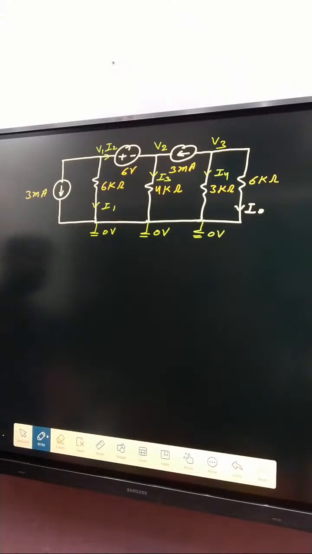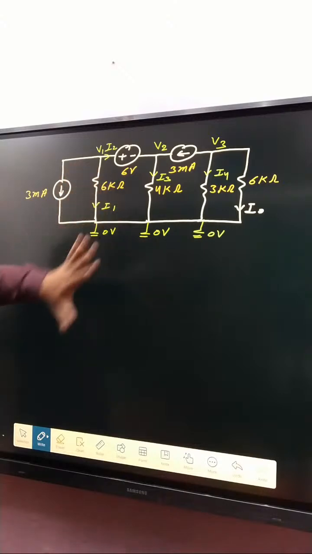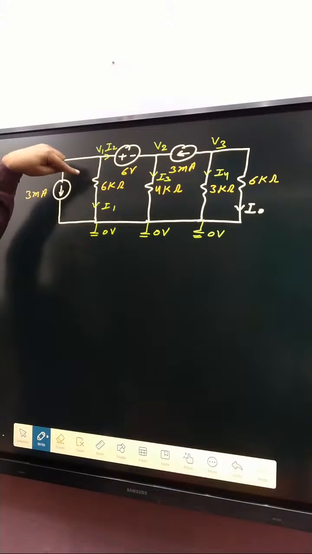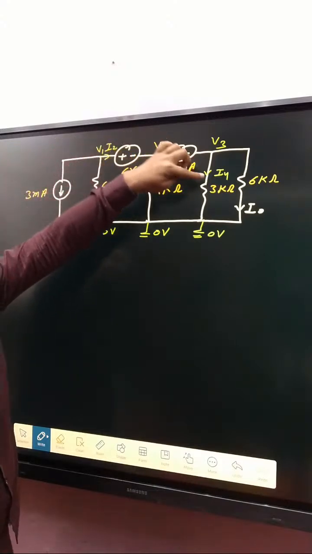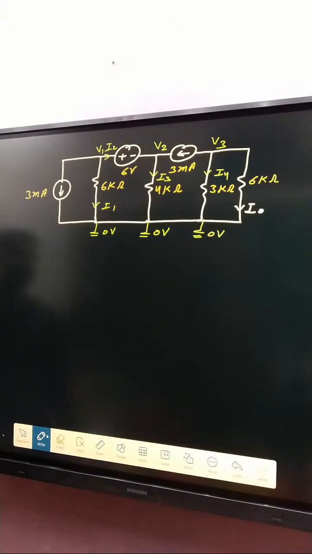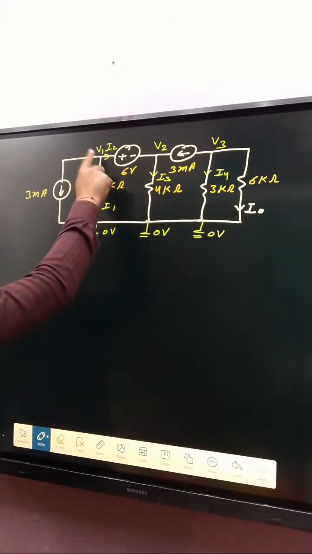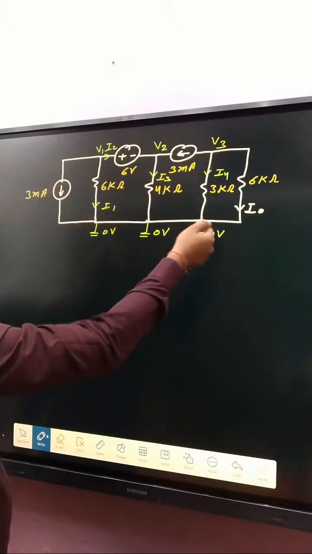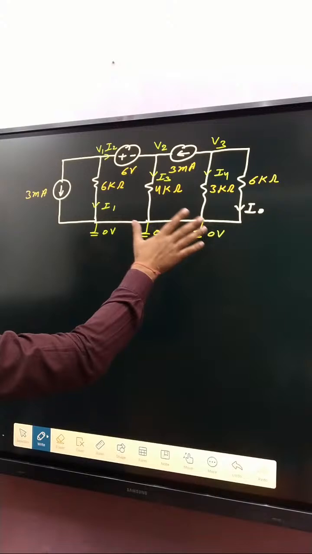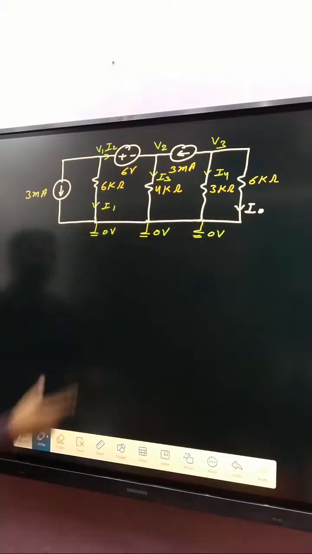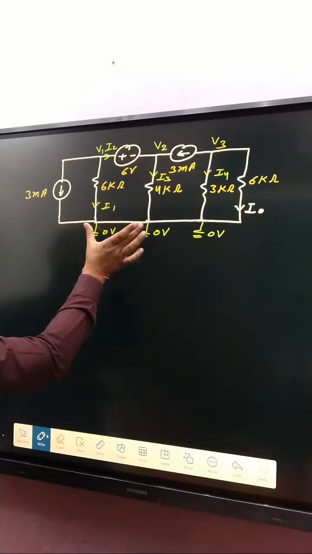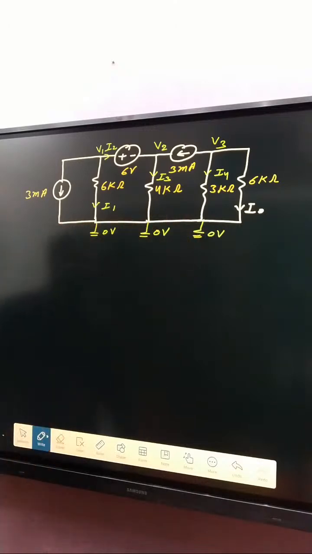Now, how can we do it? What about nodal analysis? Nodal analysis first says decide branch currents: I1, I2, I3, I4. Next step is node voltages: V1, V2, and here V3, and here V4, V5, V6. V4, V5, V6 are the same voltage. Why? Because there is no resistance or any source connected in between. This one is an ideal wire. Potential difference is 0.